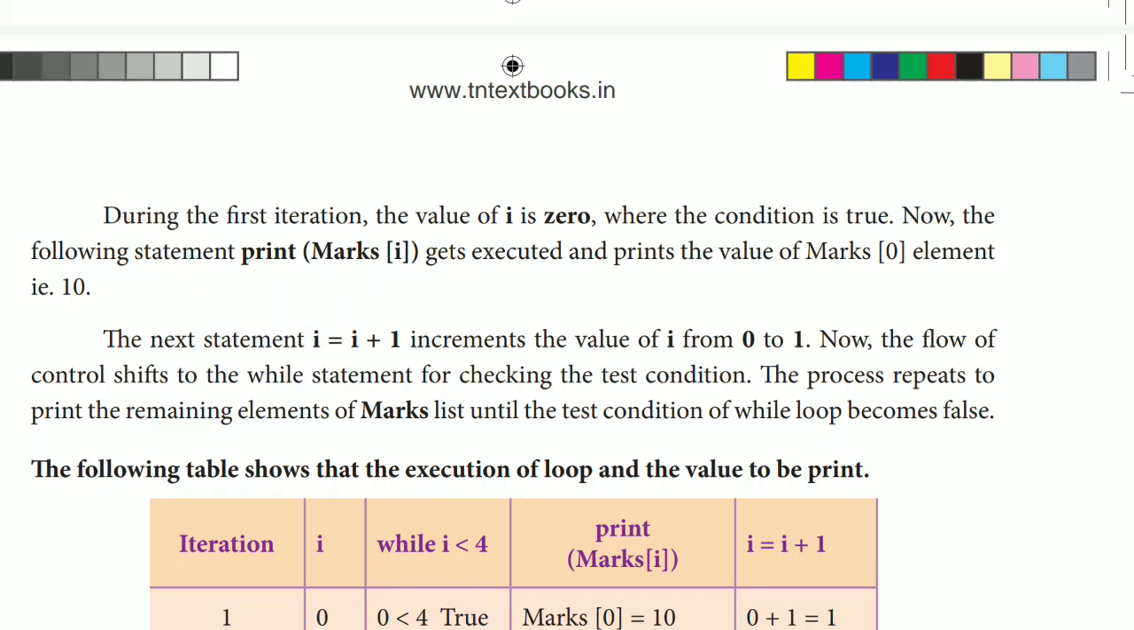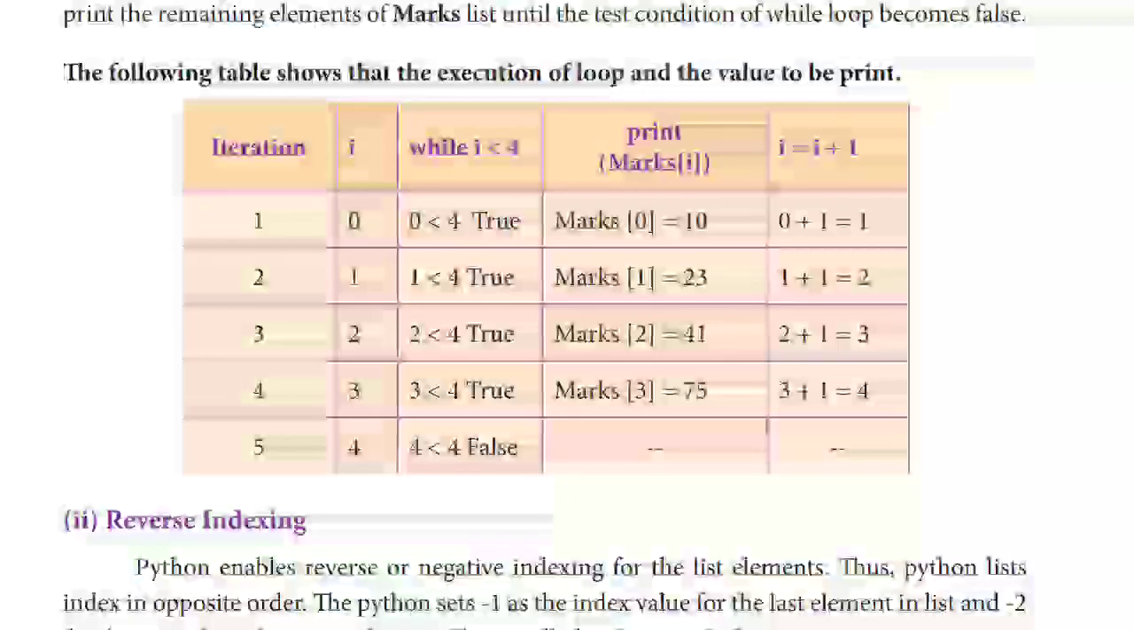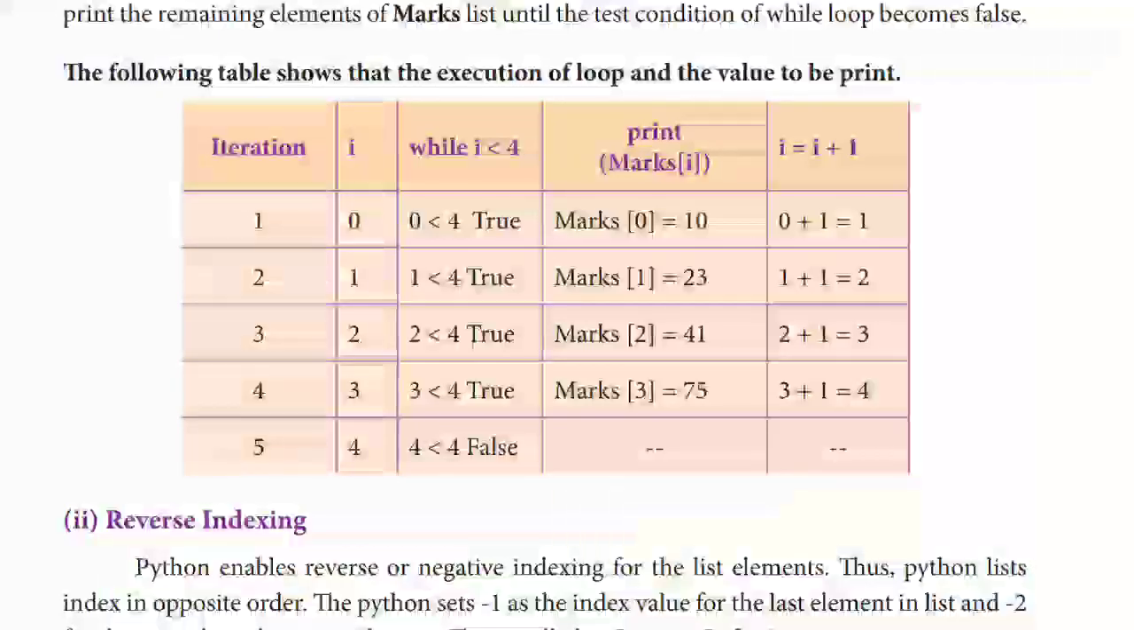Now the flow of control shifts to the while statement for checking the test condition. The process repeats to print the remaining elements of mark until the test condition of the while loop becomes false. All the iterations are given as a table, so you can find it in an easier way.